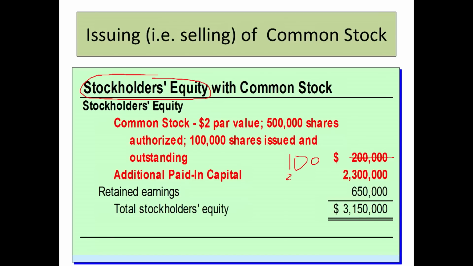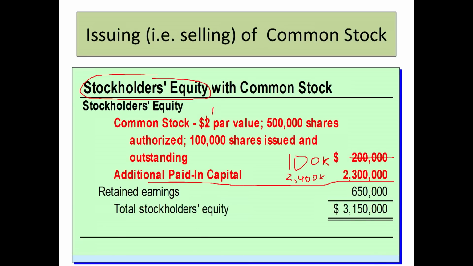All right. Now, do you see this? And of course, this would change too if the par value was just $1. This would be 100,000, and this would be 2.4 million. Okay? If the par value was $1. Okay? All right.